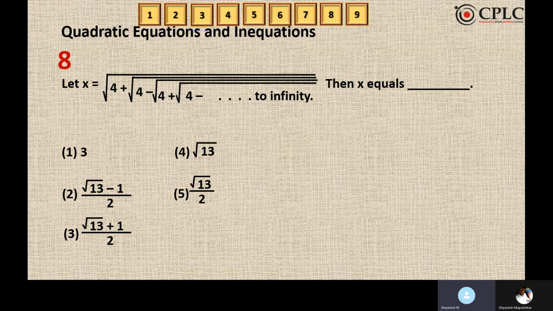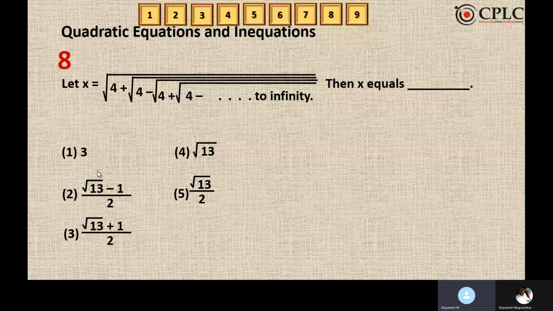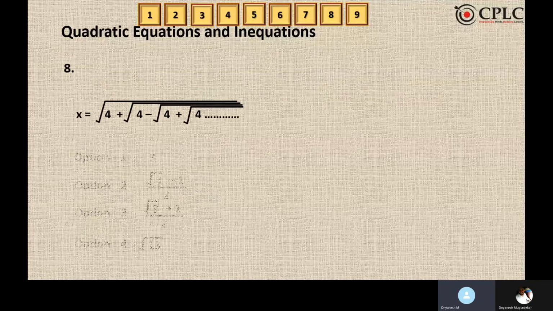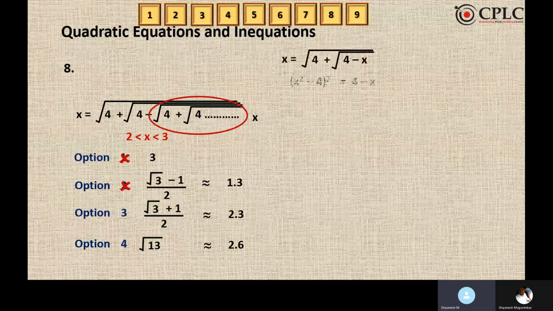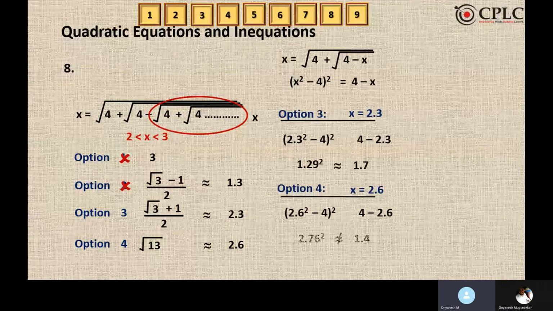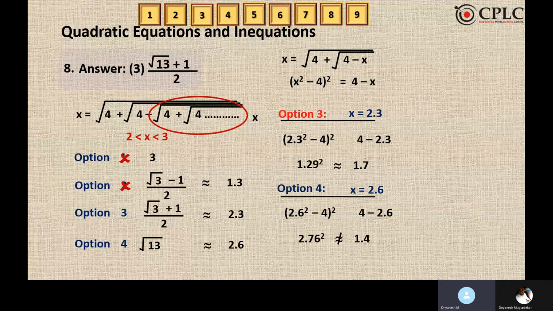So that leaves me with only one answer, which is option 3. Root 13 plus 1 is 3.6 plus 1, which is 4.6. 4.6 upon 2 gives me 2.3. And yes, I was looking for 2 point something as the answer. So I think option 3 is my answer, without even simplifying or solving this expression. And this is what good approximation skills will help you with. Only option 3 gives me the value 2.3. Hence option 3 is the answer for the eighth one.